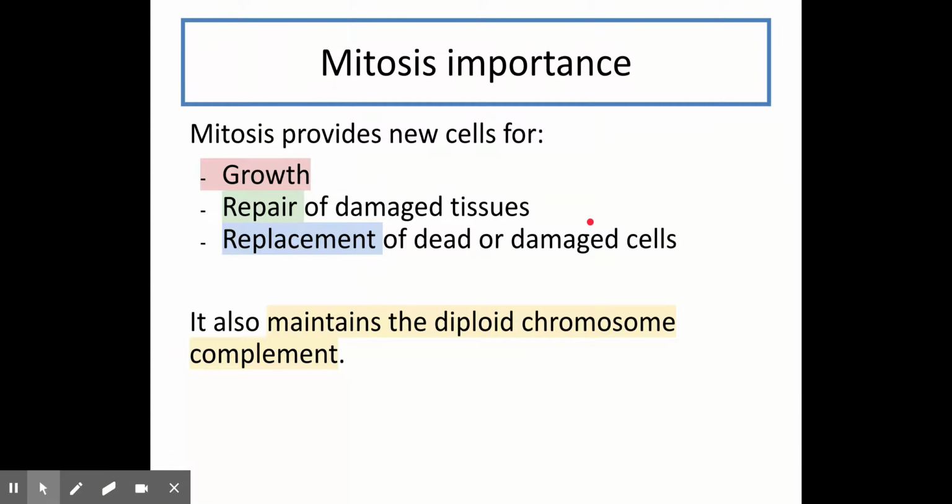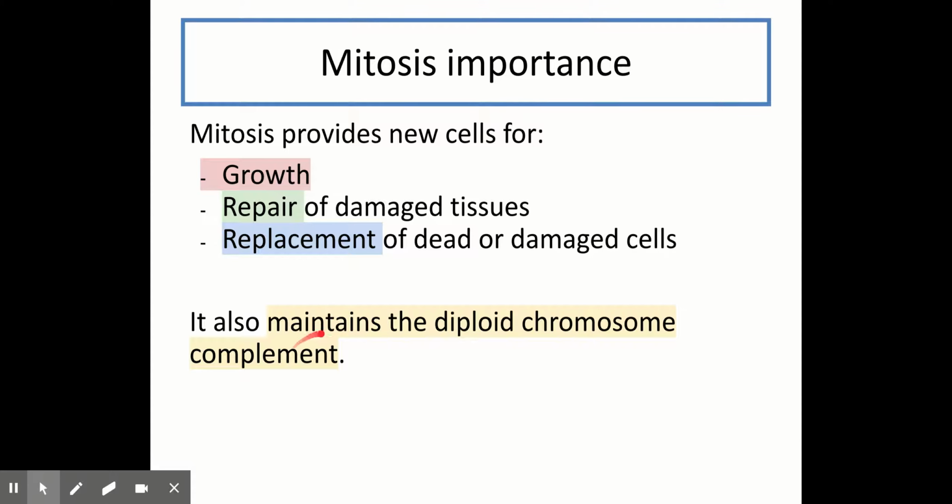The last thing you have to know about mitosis is why it's important. There are 4 main reasons that mitosis is important. The first 3 are to do with mitosis providing a new supply of cells. So every time a new cell is made in the body of a multicellular organism, it'd be through mitosis. These new cells can be used for growth, repair of damaged tissues, or replacement of dead or damaged cells. Easiest way to try and remember this is GRR. So growth, repair, replacement are three of the main reasons why mitosis is important.